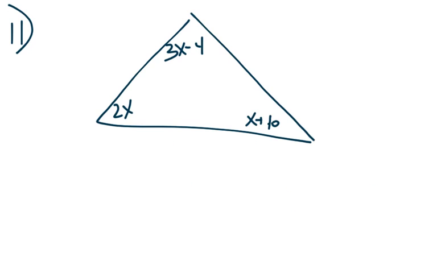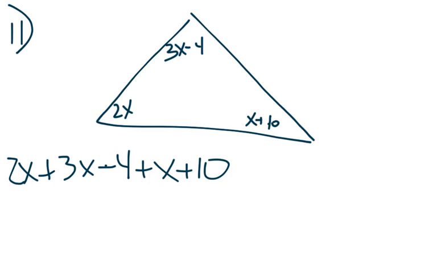So this one is a little trickier. We have 2x, 3x minus 4, and x plus 10, and we want to solve for x, and we're going to use the exact same method. We add everything up and make it equal to 180. So 2x plus 3x minus 4 plus x plus 10 equals 180.